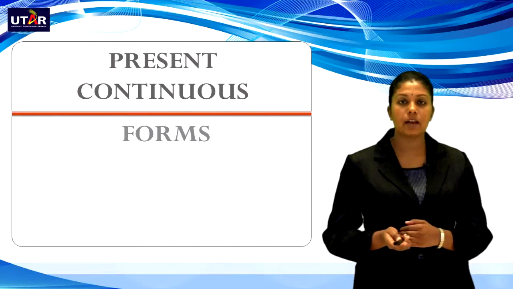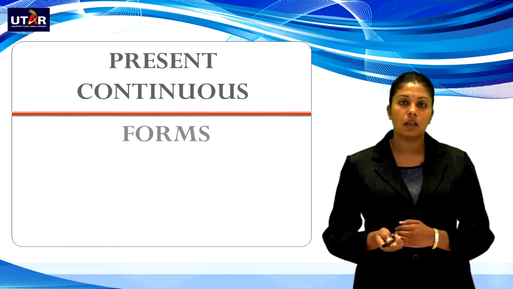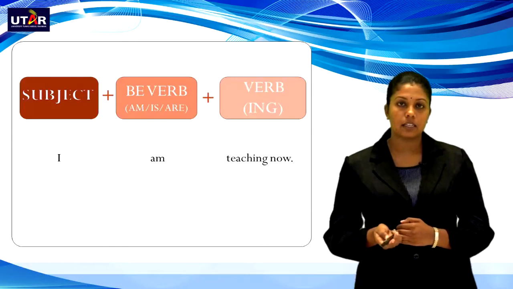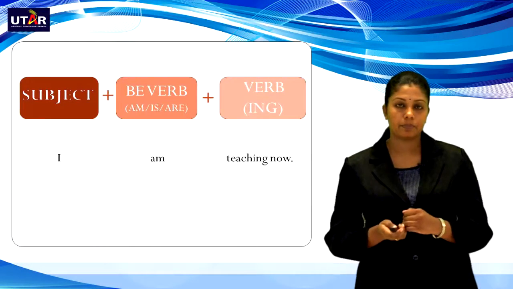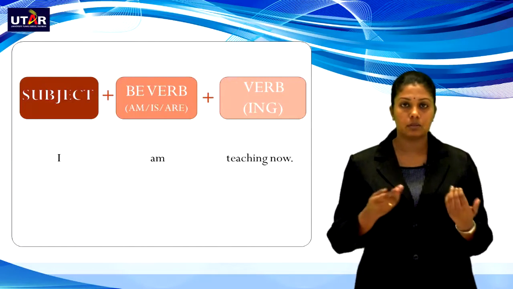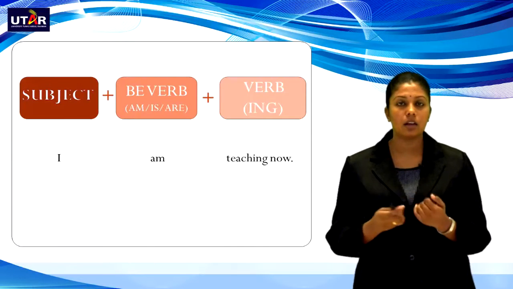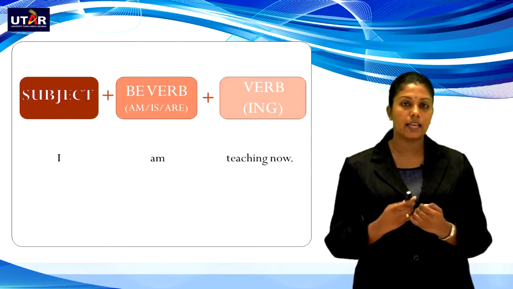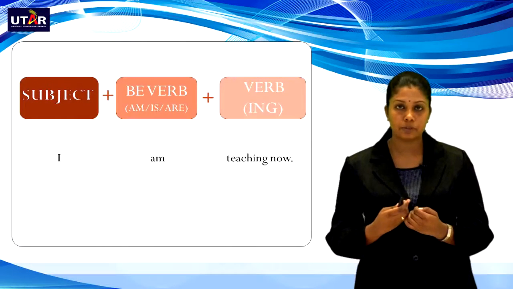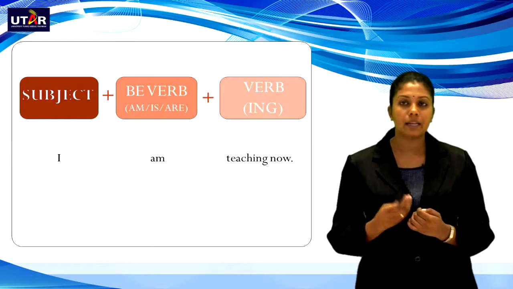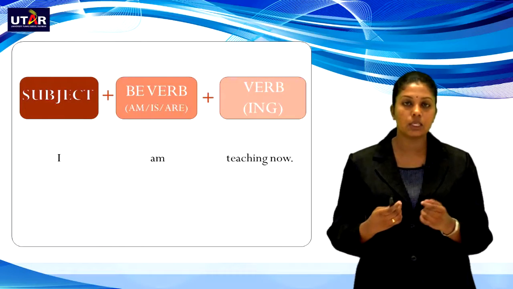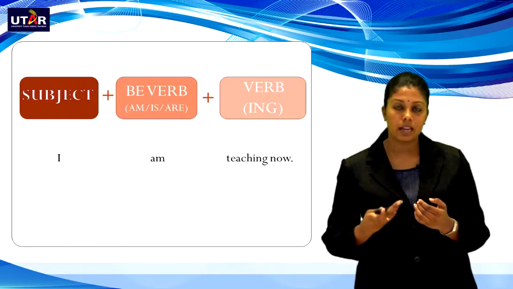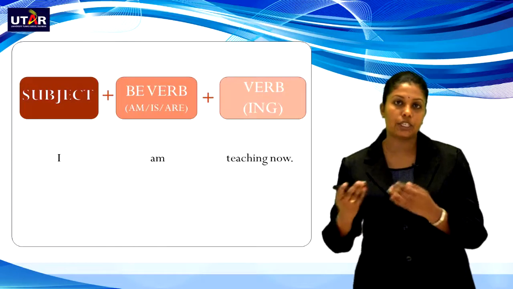Present continuous tense forms. In order to construct a sentence in present continuous tense, you have to have a subject, auxiliary verb, which are the be verbs am, is, are, and the main verb in present participle form. Let's look at the example. I, subject, am, be verb, teaching now. Teach, the present participle of teach is teaching. So, I am teaching now.